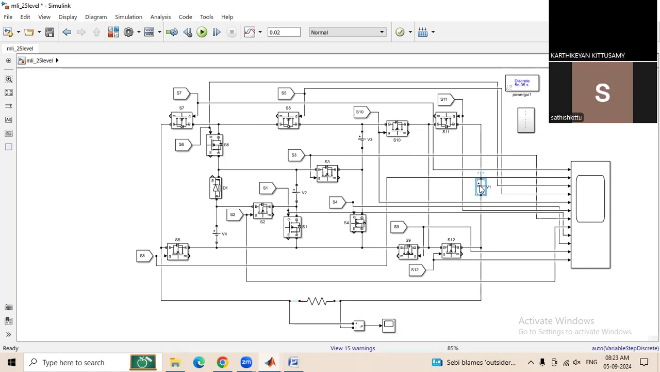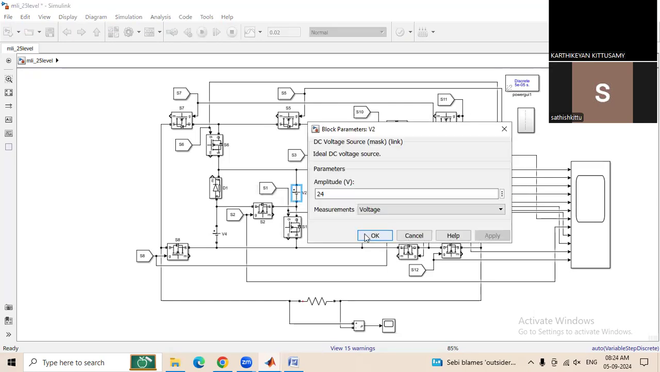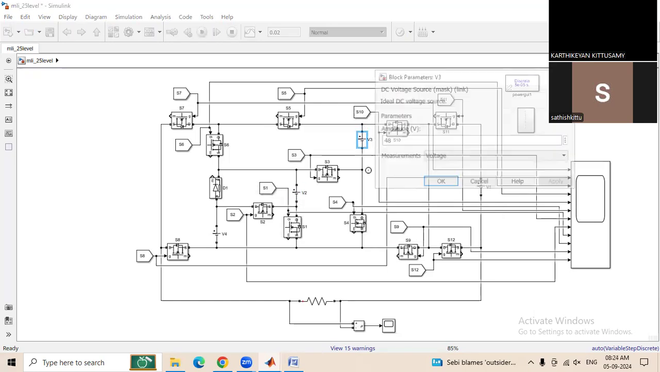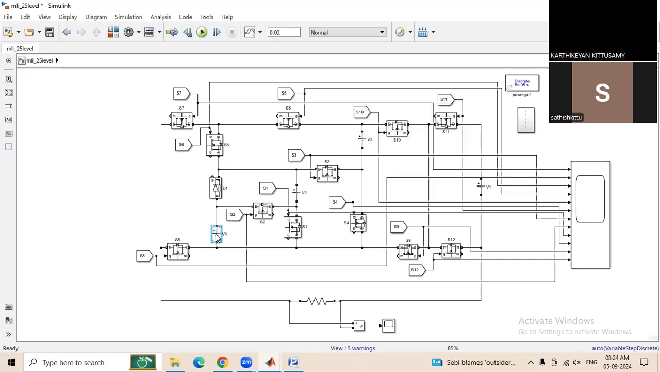Here we have provided the V1 voltage as 12 volts, V2 will be 24, V3 will be 48, and V4 will be 72.